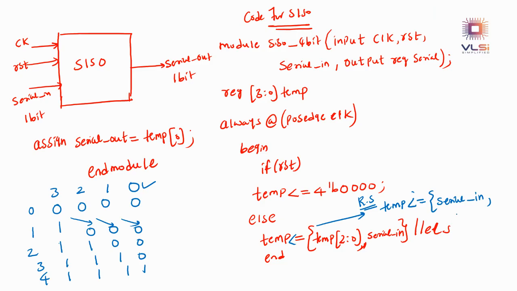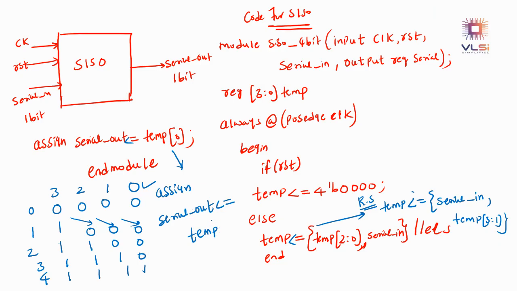So you're serially inserting the data into temp, that is temp 3 down to 1, temp 3 down to 1, and here that is for right shift. So here assign serial out. Serial out is what? Serial out is temp here. Okay, so if it is serial in, it is temp 3 now.